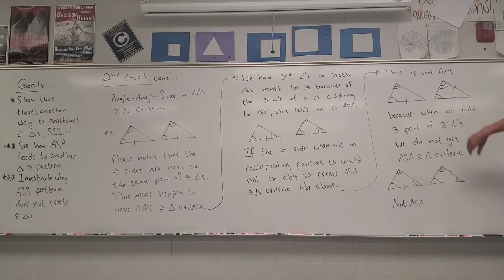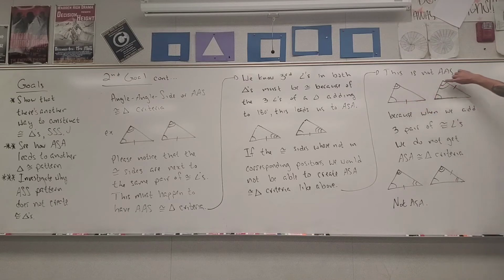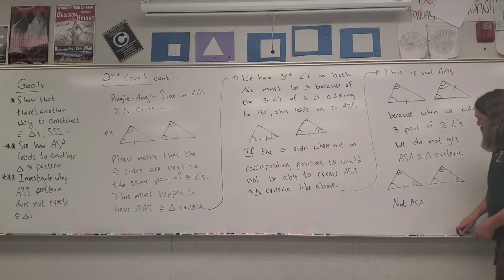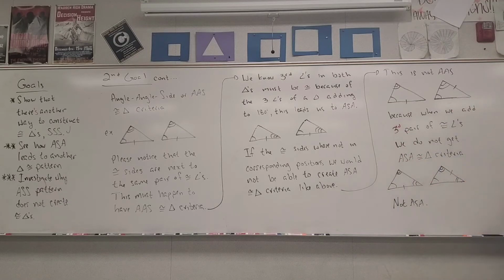Okay, so right here is an example of a situation that's not angle side angle. Look, this congruent side is next to the angle with one arc. This congruent side is next to the angle with two congruent arcs. Because when we add our third pair of congruent angles, we do not get the angle side angle congruent triangle criteria.